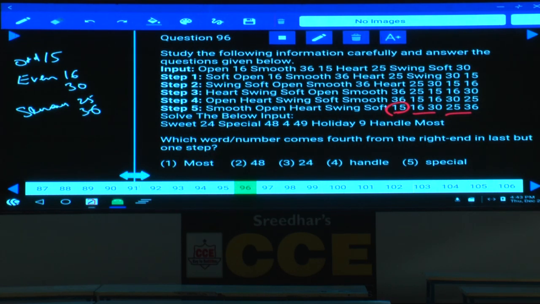Clear now? Questions 96 to 100 are all based on the same logic. Question numbers 96 to 100. As done with this, first the vowels are arranged in the descending order, highest vowels first: O and O, next O and E, then E and A. Then only one vowel, I, O, next one.